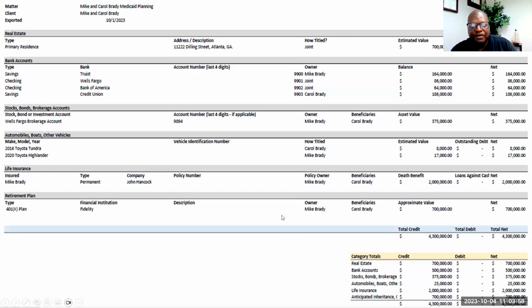401k plan, again, this is going to be exempted in Georgia. If it's Carol going in, Mike will have it exempted. It won't be part of Carol's calculation. If Mike goes in, as part of his calculation, since it's his, he would have to make it an income stream requiring minimum distributions. If it's North Carolina, it doesn't matter which spouse goes in, it's going to be countable.